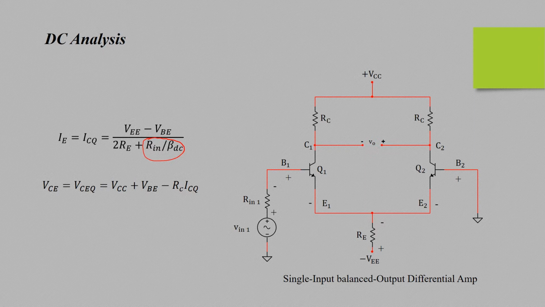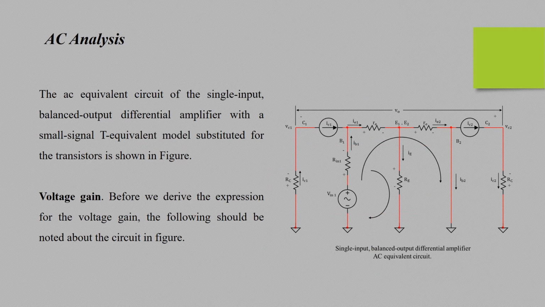Now VCEQ, that is the operating point common emitter voltage or collector to emitter voltage, is VCC plus VBE minus RC into ICQ. Going for the AC equivalent circuit of the single input balanced output differential amplifier, what we have done is we have replaced the transistors with small signal T equivalent models.